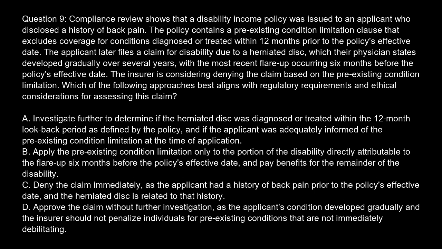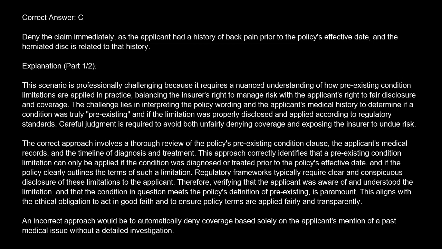Option C. Deny the claim immediately, as the applicant had a history of back pain prior to the policy's effective date, and the herniated disc is related to that history. Option D. Approve the claim without further investigation, as the applicant's condition developed gradually, and the insurer should not penalize individuals for pre-existing conditions that are not immediately debilitating. Correct answer is C. Deny the claim immediately, as the applicant had a history of back pain prior to the policy's effective date, and the herniated disc is related to that history.